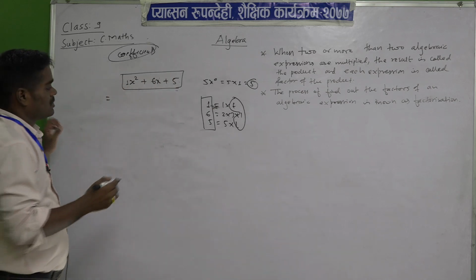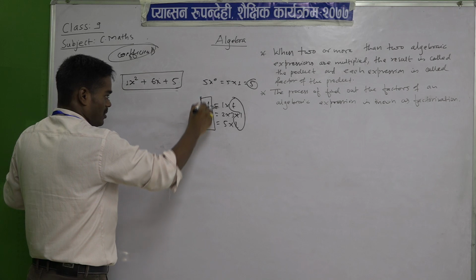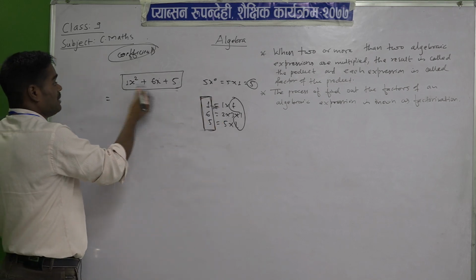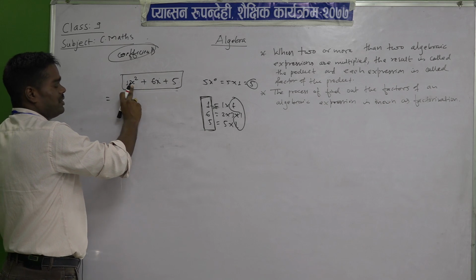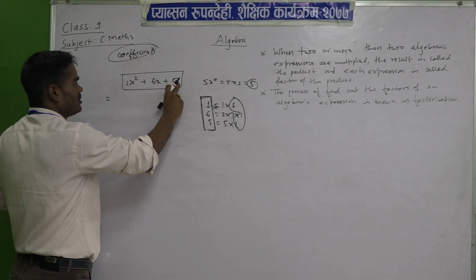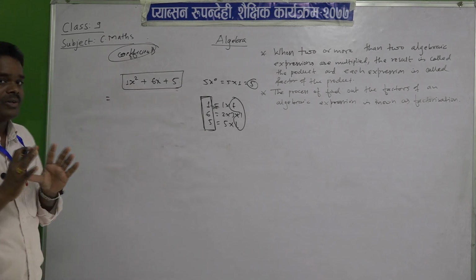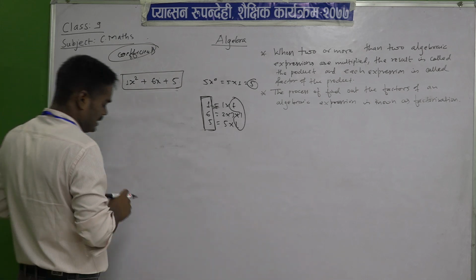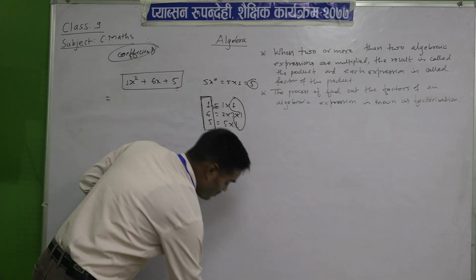So we have seen the common number, and after that the variable: x power 2, x power 1, x power 0. So in the variable there is nothing common. त्यहाँ केही common छैन.